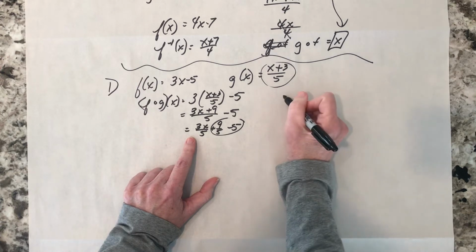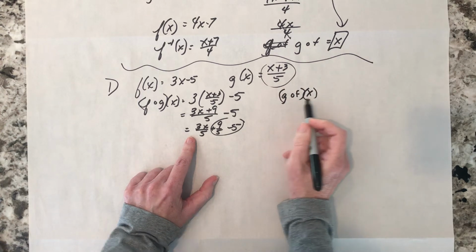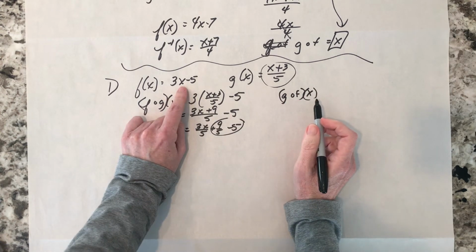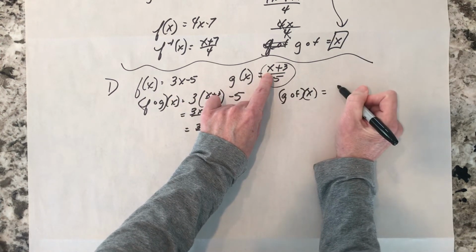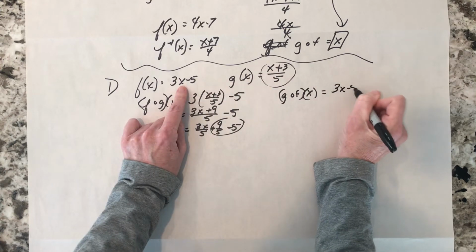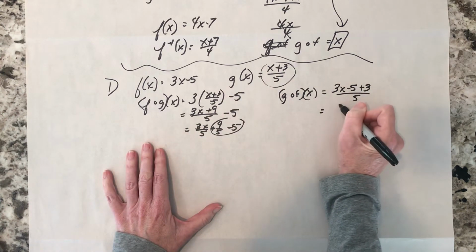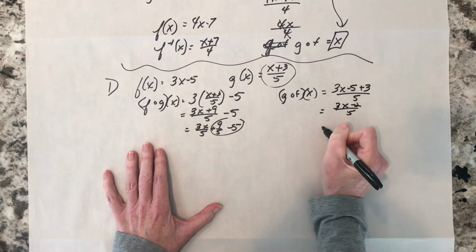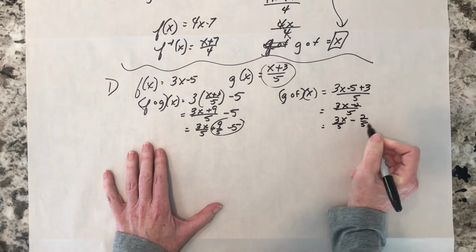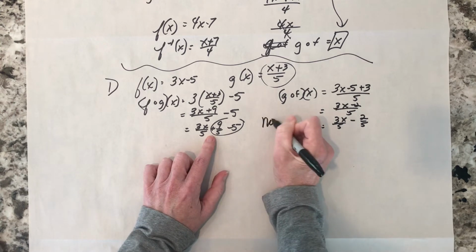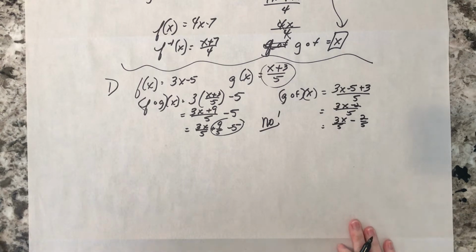Just to show it both ways, g composed of f: start with the f function, that's 3x minus 5, plug that into that x, into g. So that will give us, instead of x, 3x minus 5 plus 3 over 5. We're getting numerator simplify, and we're getting a mess. We're getting 3/5 x minus 2/5. That's not x. This is not x. So no, these are not inverses. It's a simple enough yes-no answer on that.